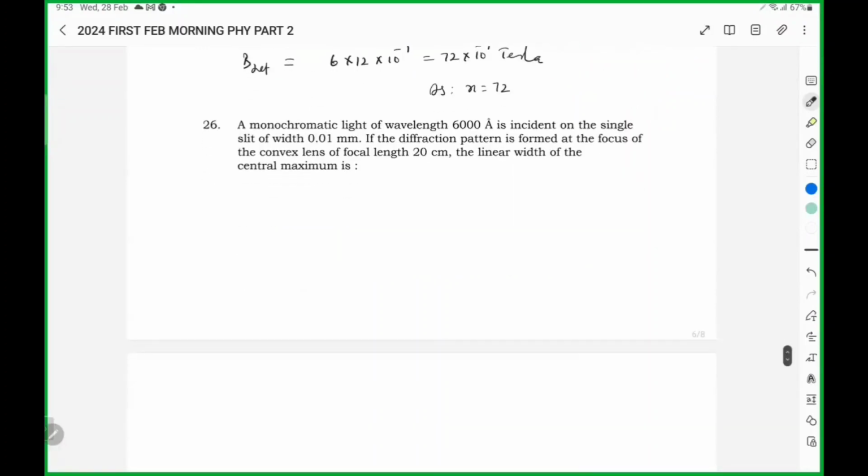A monochromatic light of wavelength 6000 angstrom units is incident on a single slit of width 0.01 mm. 1 mm is 10 power minus 3 meters. So diffraction pattern means a sin theta is n lambda.